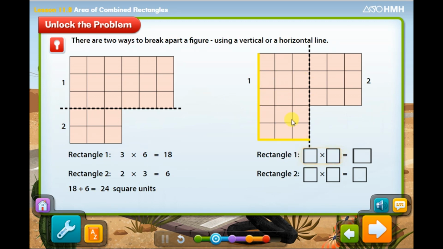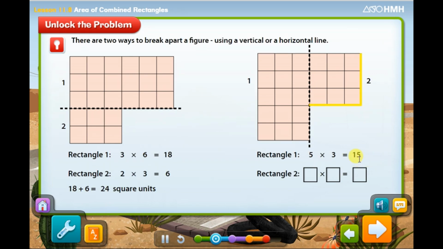So let's see rectangle 1. How many rows by number in row equal the product? So how many rows? Row number 1, 2, 3, 4, 5. 5 rows. By the number in each row, 1, 2, 3 in each row. So it's gonna be 5 times 3. The width is 5 units and the length is 3 units. What's the area of rectangle 1? Use timetable 5. Count 5, 10, 15. The area is 15 square units.